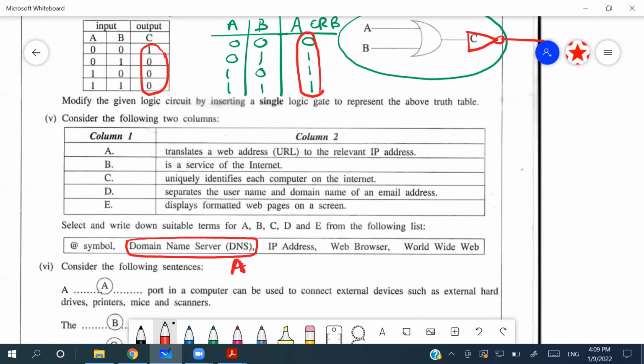And the second one is a service of the internet.